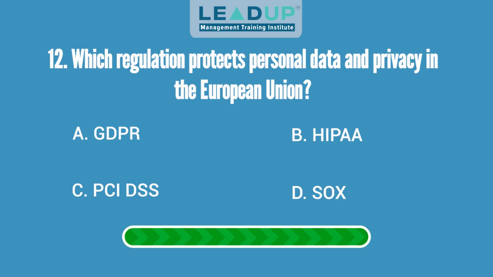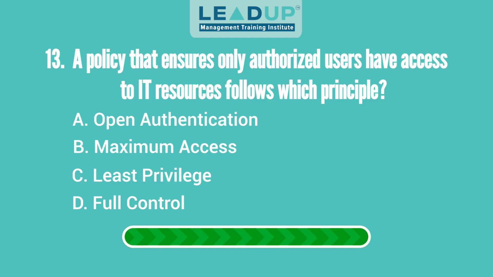Question 12. Which regulation protects personal data and privacy in the European Union? A. GDPR, B. HIPAA, C. PCI DSS, and D. SOX. Answer: GDPR.